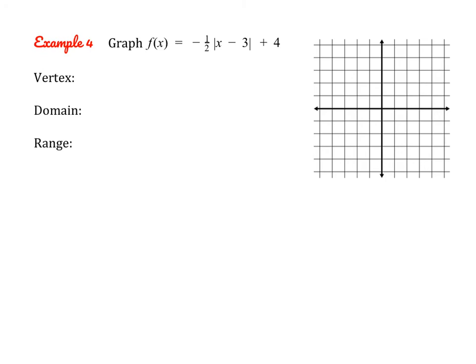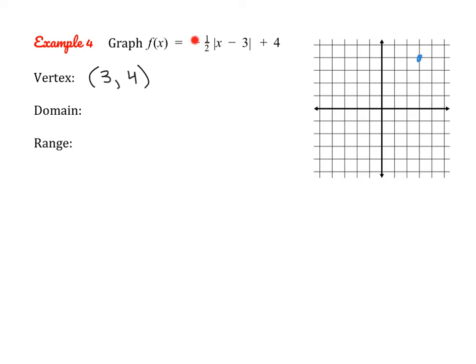Okay, let's try another one together. So here we have -1/2 times the absolute value of x minus 3, plus 4. So let's first start by just finding that vertex. Remember, it's (h, k), and the thing to remember is that it's opposite of h, so it's actually +3, and then it's whatever you see for k, so 4. So our vertex is going to be at (3, 4).